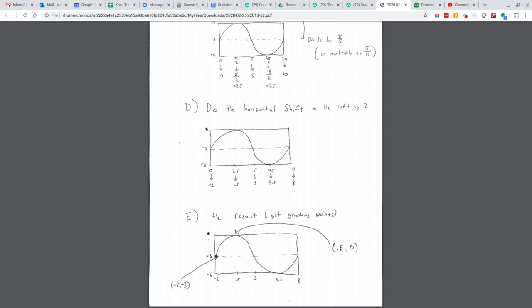But keep fighting. This is a tough skill for sure, because it requires so many steps and so much to keep track of, but it's worth the fight. Okay. So keep trying.